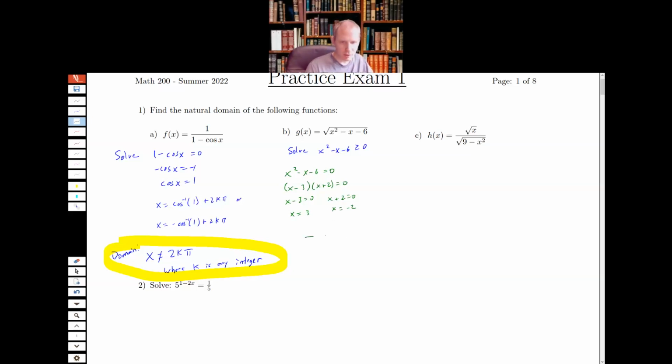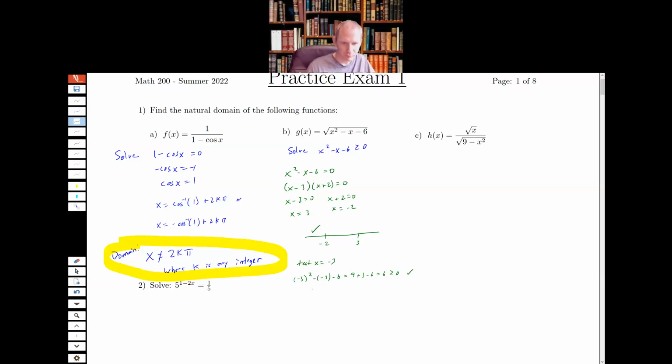And then what I do is I say, all right, I'll plot those on a number line, and I'll figure out for each interval in between, is that going to make my inequality greater than or equal to 0 or not, right? So I'm just going to test something. If I test x equals negative 3 into my original inequality, I'll have negative 3 squared minus negative 3 minus 6. So that's 9 plus 3 minus 6, which is 6, and that is greater than or equal to 0, right? So this part here works.